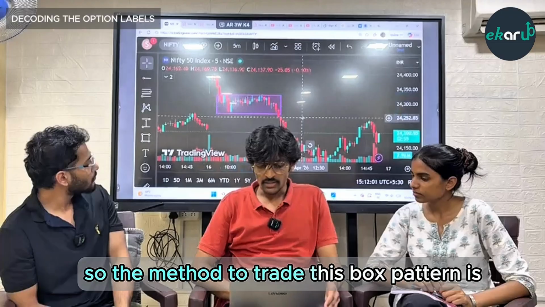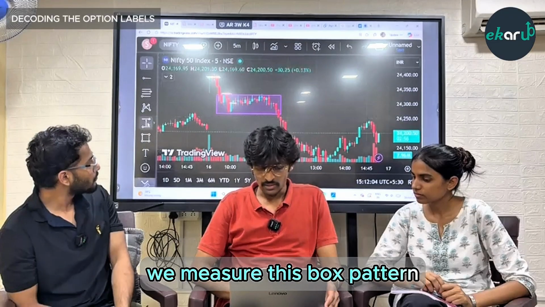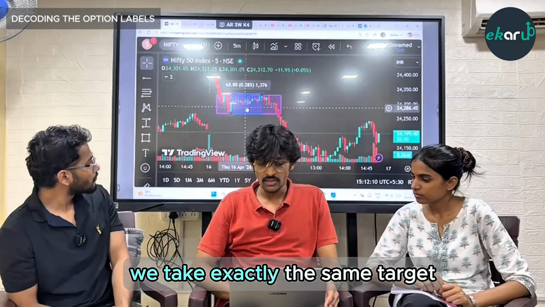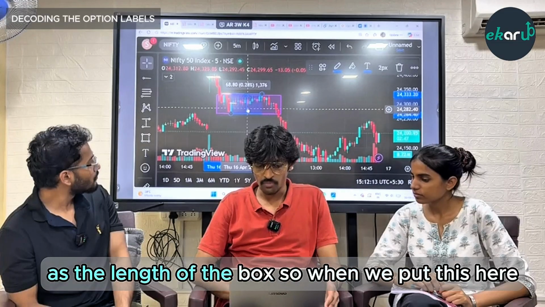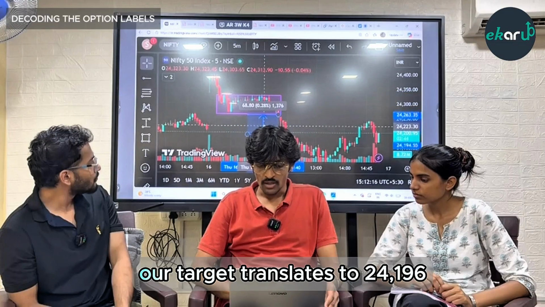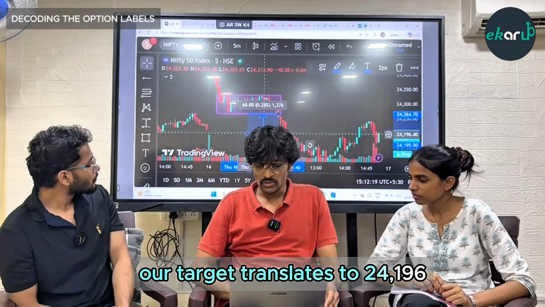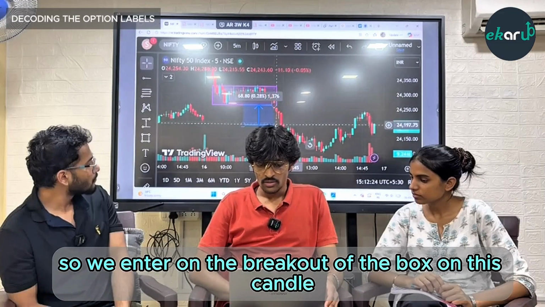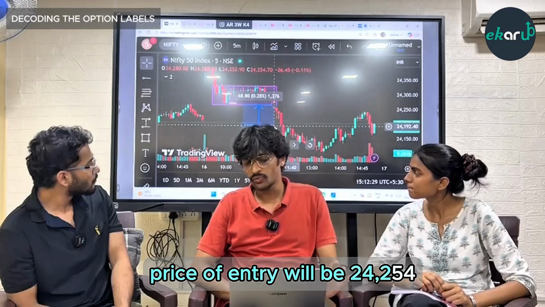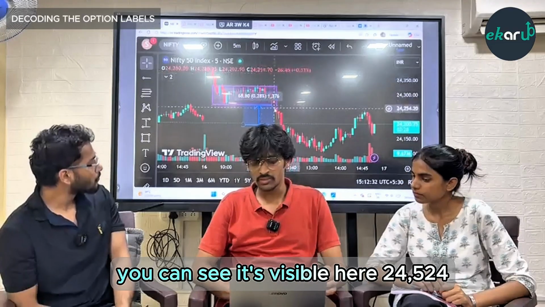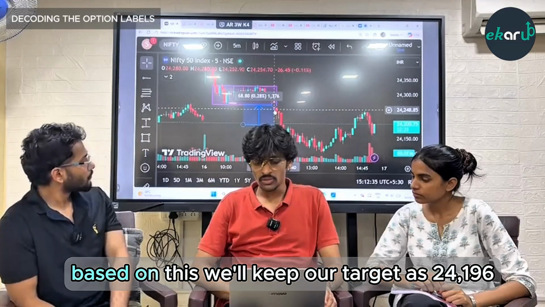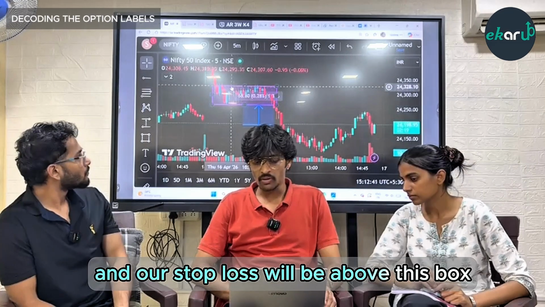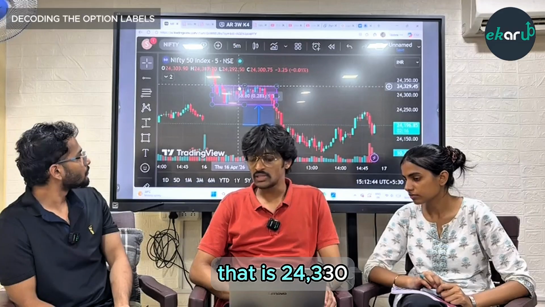The method to trade this box pattern is, we measure this box, and when the stock breaks out, we take exactly the same target as the length of the box. So when we put this here, our target translates to 24,196. We will enter on the breakout of the box on this candle. The price of entry will be 24,254, as visible here. Based on this, we will keep our target at 24,196, and our stop loss will be above this box, that is 24,330.